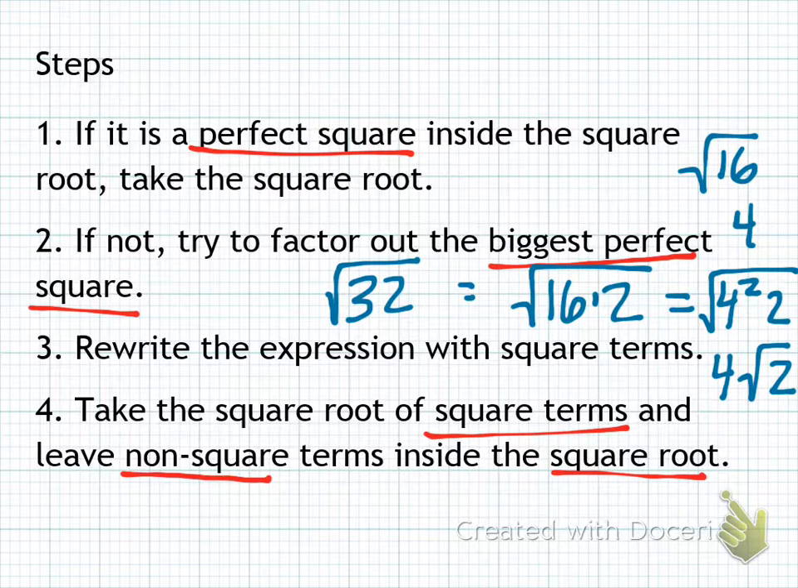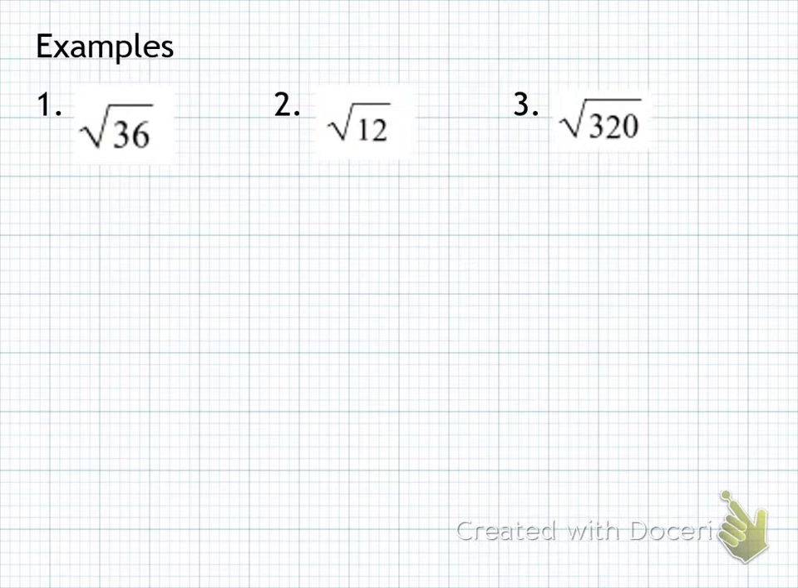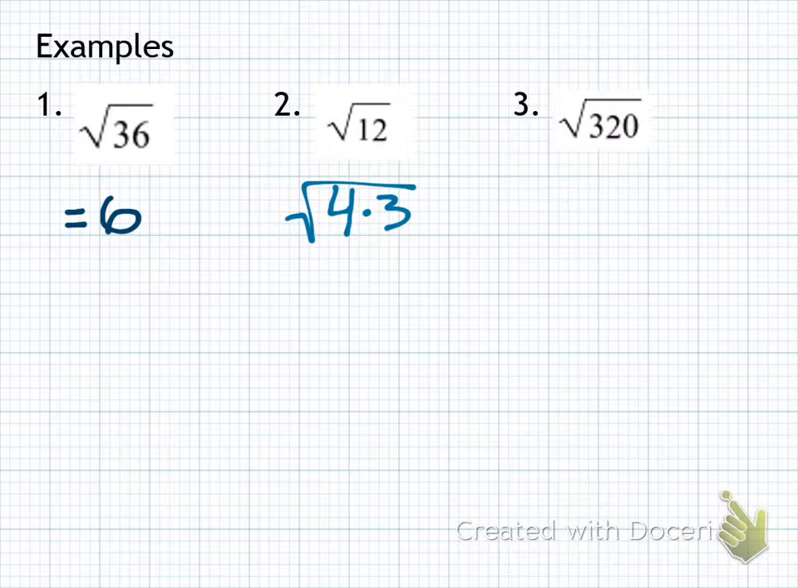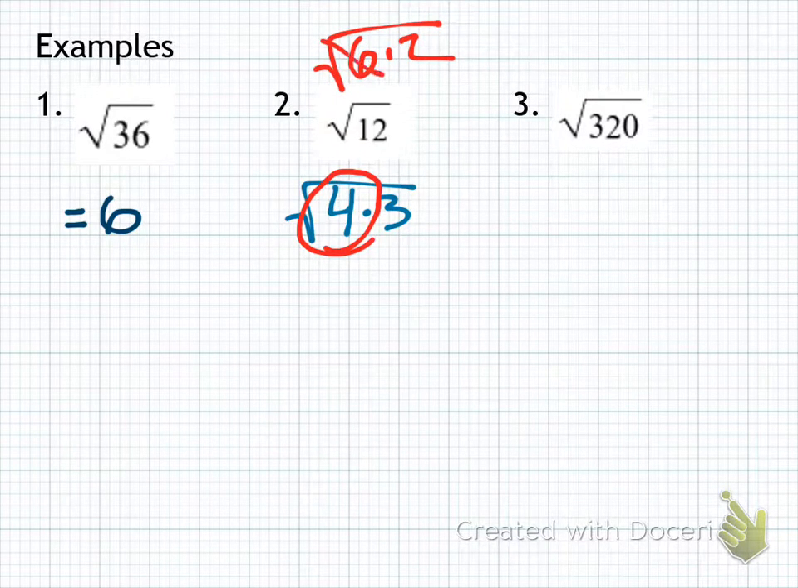Okay, so let's look at a couple more examples of this. Number 1 is the square root of 36. We know that 36 is already a perfect square, so that's just equal to 6. Square root of 12, well, that's not a perfect square, but I can factor out a 4 from the 12, which is a perfect square, right? I wouldn't want to do, say, 6 times 2 in the square root here, because neither of these are perfect squares. So you want to have a perfect square, and you really want the biggest one that's possible.